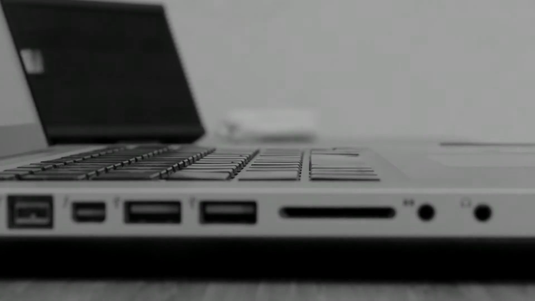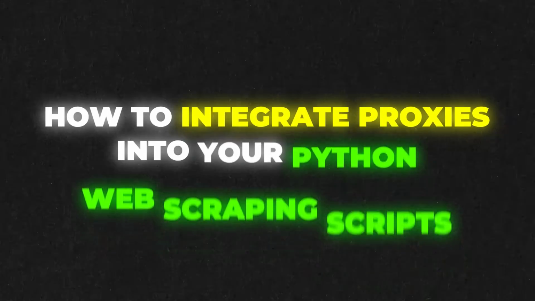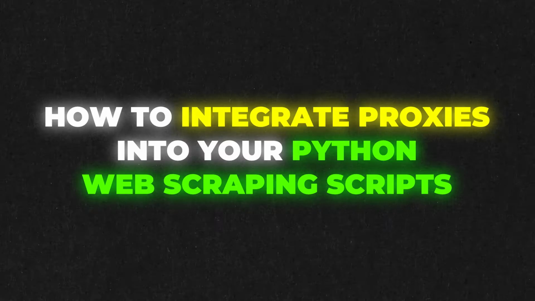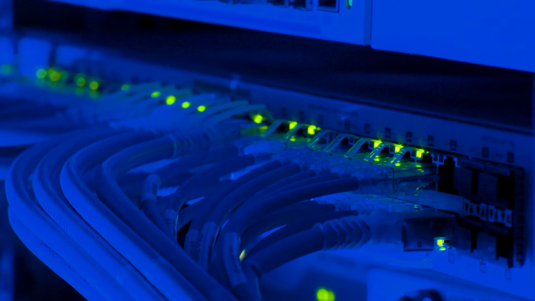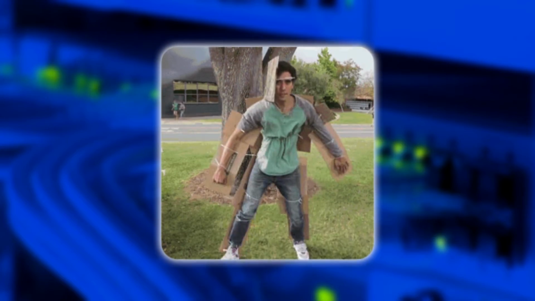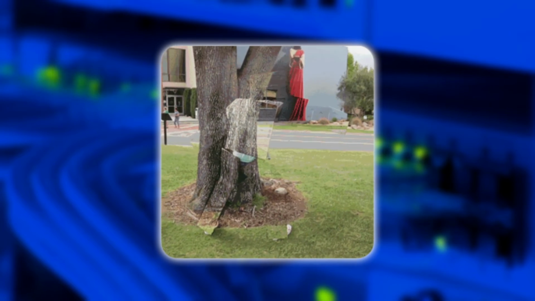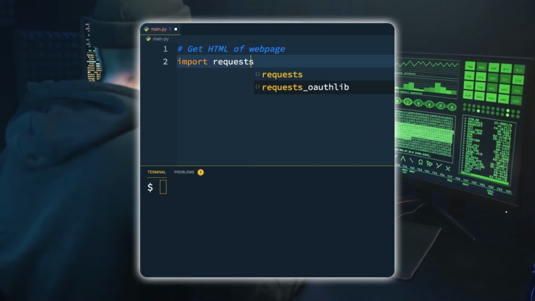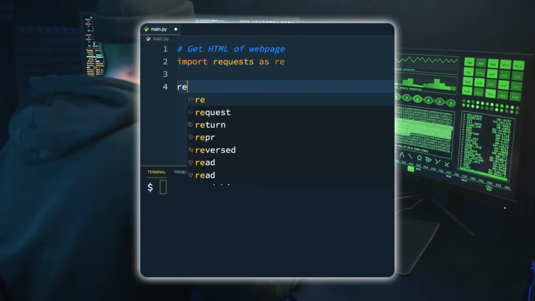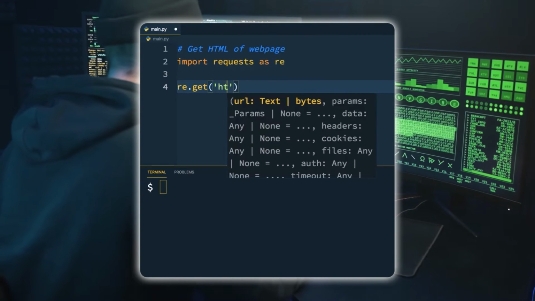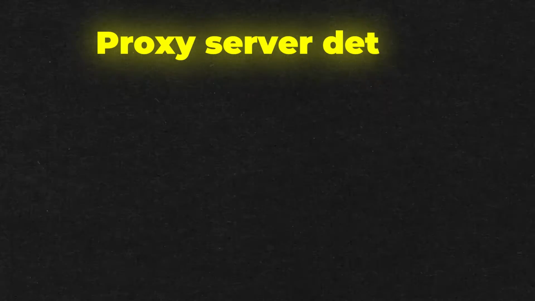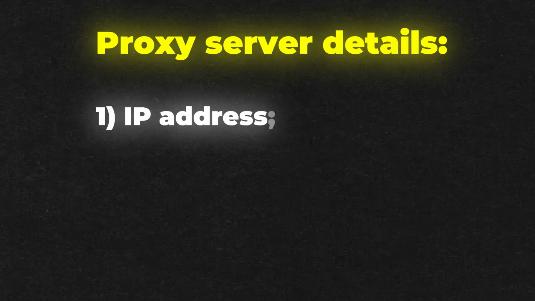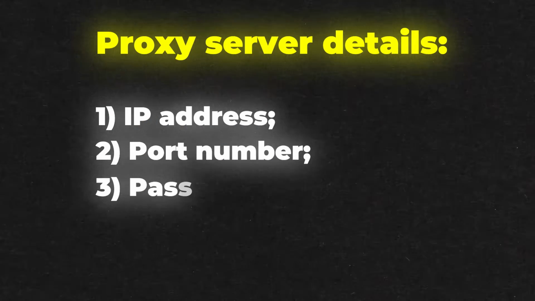It's time to get our hands dirty with some coding. Let's talk about how to integrate proxies into your Python web scraping scripts. First things first, you'll need a proxy server. Think of it as your digital disguise. Once you have the address and port number of your proxy server, the real magic begins. Start by importing the Python requests package into your script. This is your key to sending those automated HTTP requests. Next, input the proxy server details: the address, port number, and, if required, your username and password.